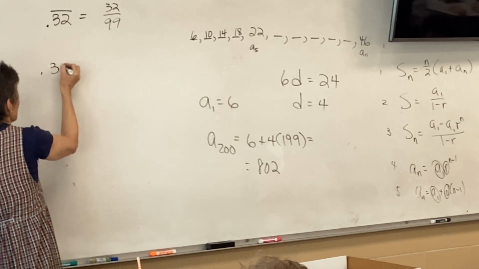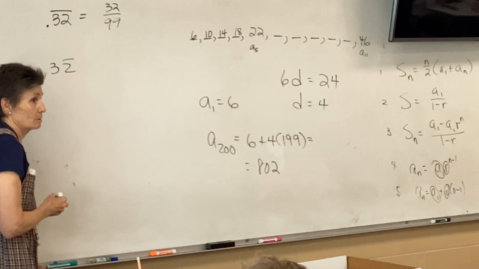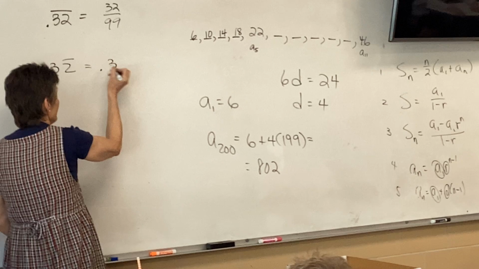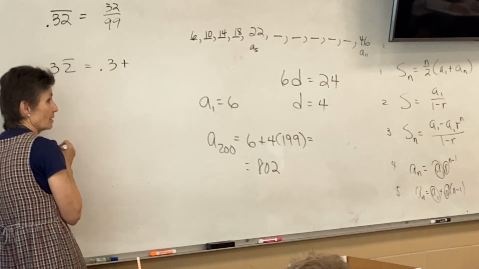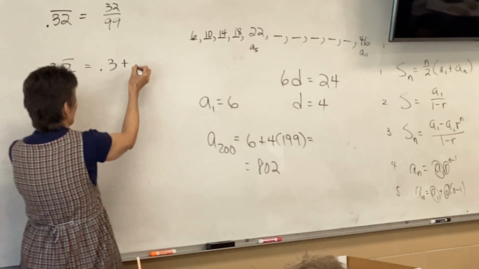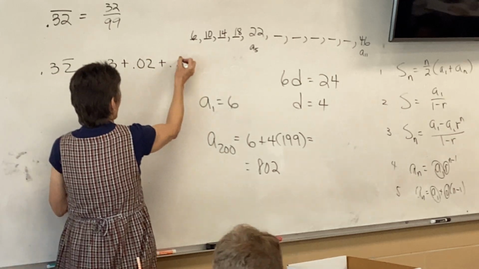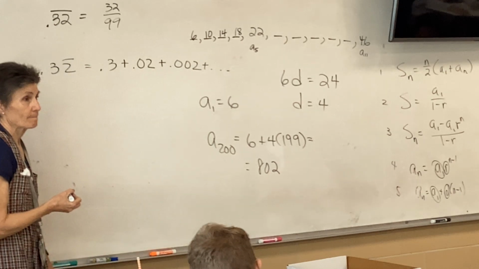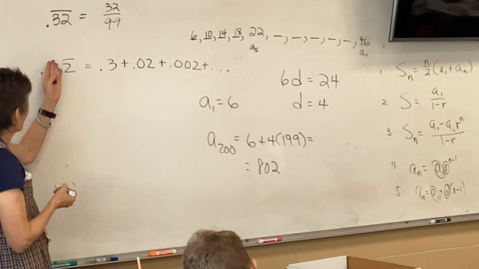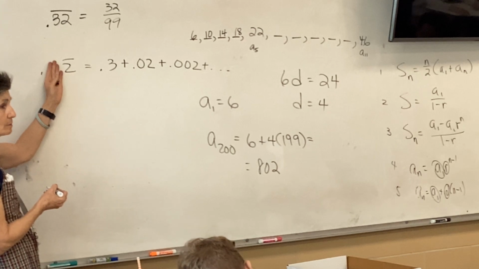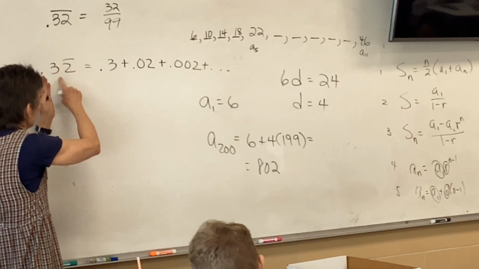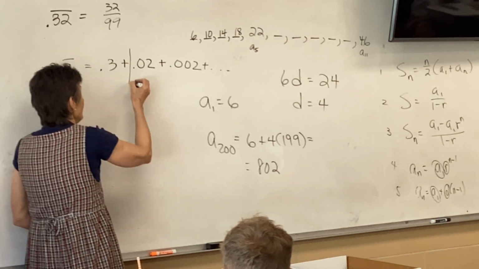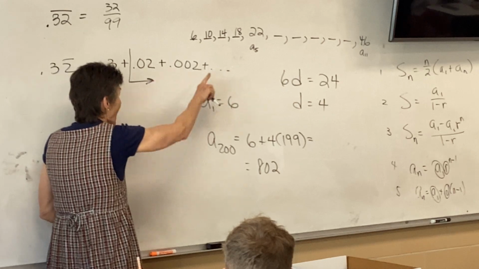So 0.3 repeating 2 is 0.3 plus what? 0.02 and then 0.002 and so on. Remember when I wrote down the 0.3, I took this spot out, so now it's a 0. And then when I wrote down the next 2, then both of those are zeros, and so on. I will use a formula to add up this part.